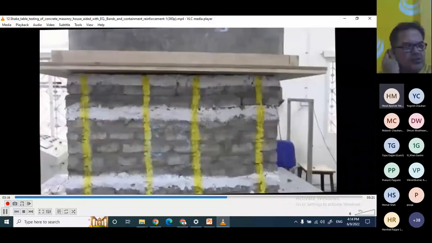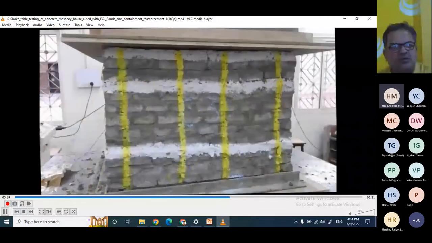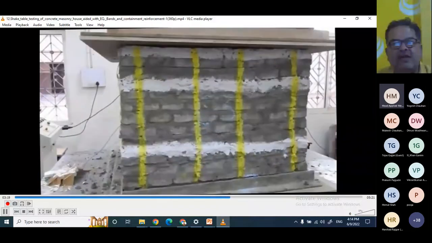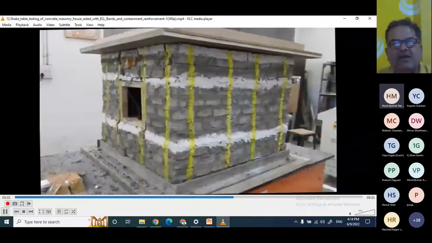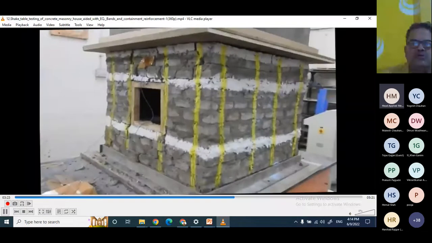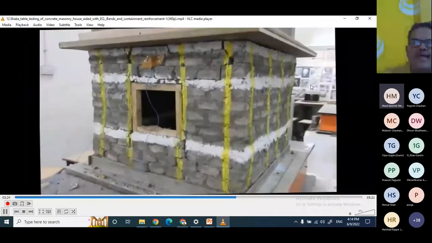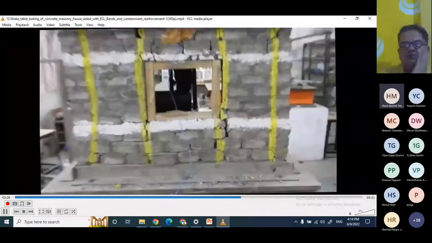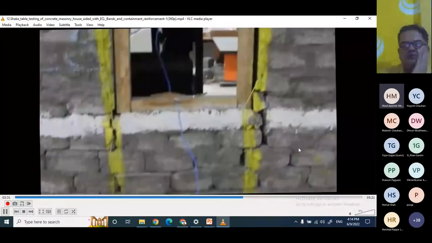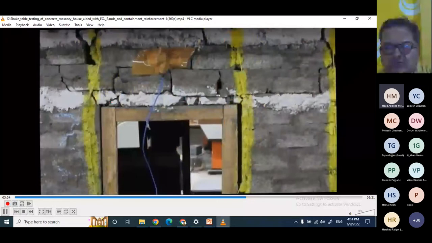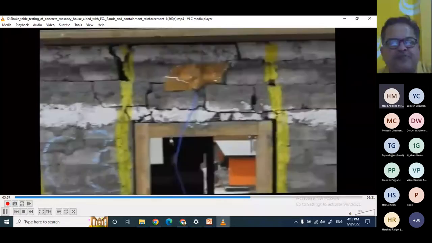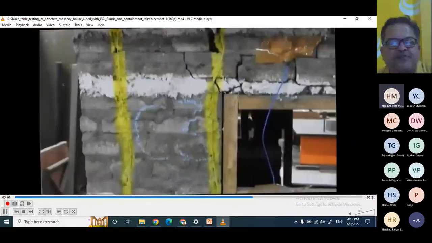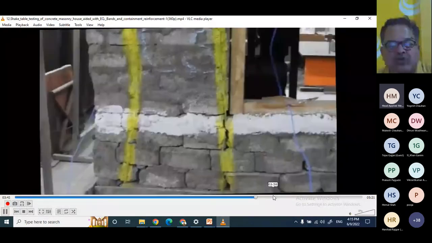You see, there is a sliding failure, but because of the containment reinforcement, the collapse is prevented, right? These are small additions to our structural system, and the performance is enhanced. Once this containment reinforcement is affected, then the integrity of your structure may be affected and you may even observe collapse, right? So we will see that.